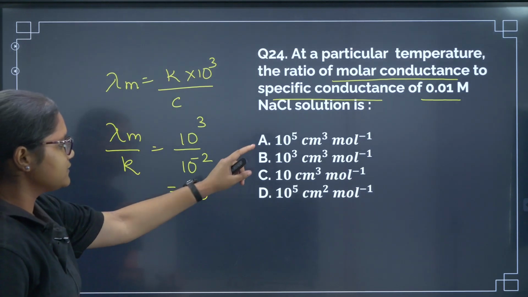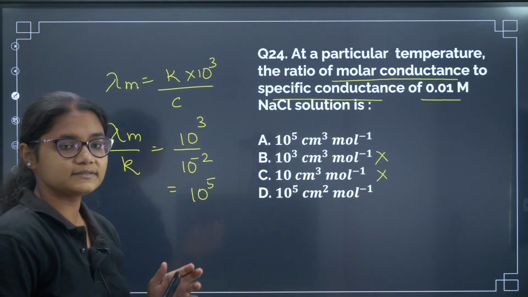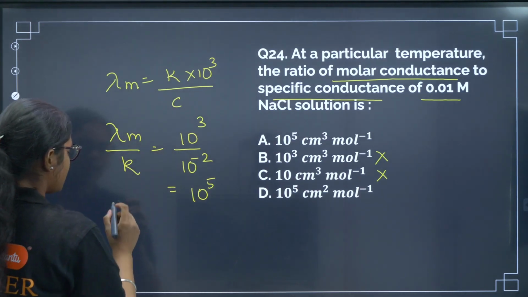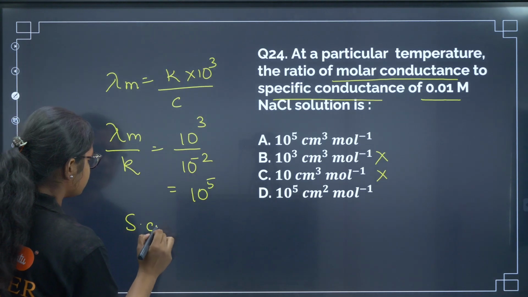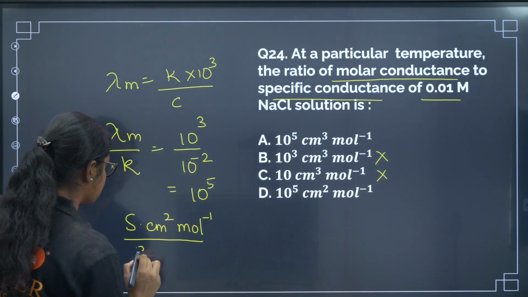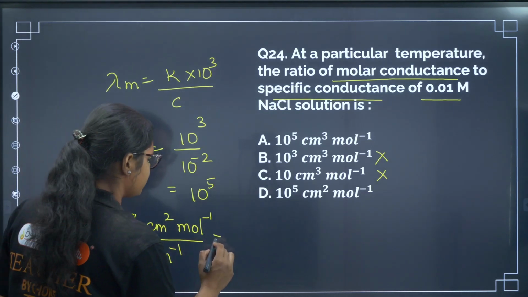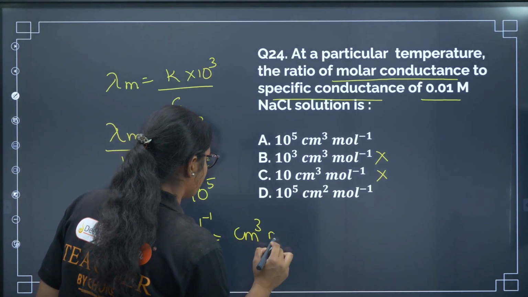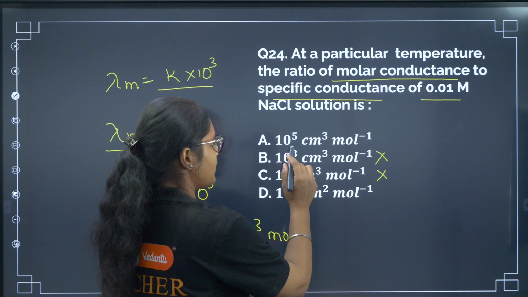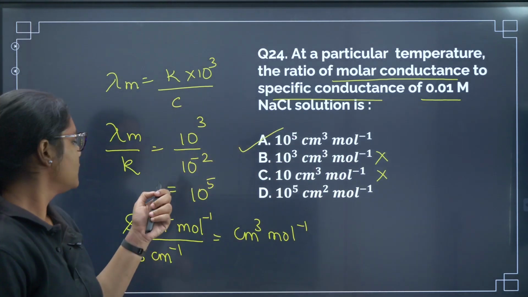Now the point is, you see, these two we can eliminate. But here there are two options with the same value but the units are different, so we have to be careful with the units also. I have also told you lambda units: S centimeter square mole inverse, and this one is S centimeter inverse. So S will get cancelled, we get centimeter cube mole inverse, right? So the correct answer for this one is 10 to the power of 5 centimeter cube mole inverse. Okay, so A is the correct answer.